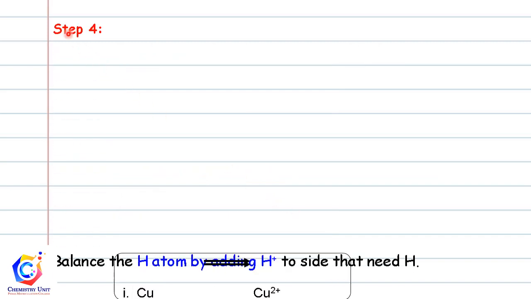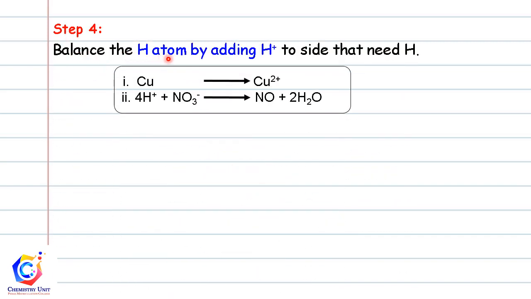Step number 4, balance the hydrogen atoms by adding H plus ions to the side that needs hydrogen. So here, there are 4 hydrogen atoms, so we need to balance it by adding 4 H plus on the reactant side.